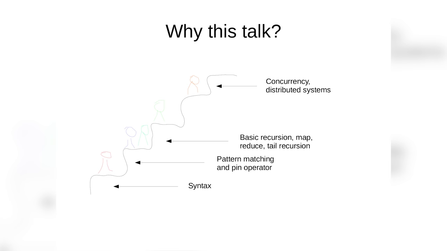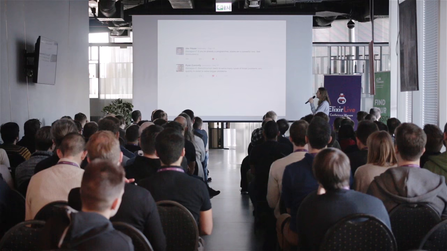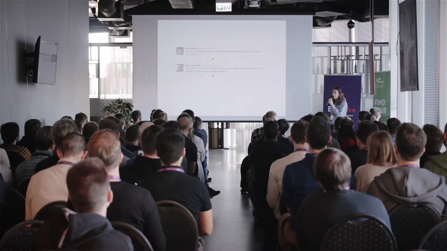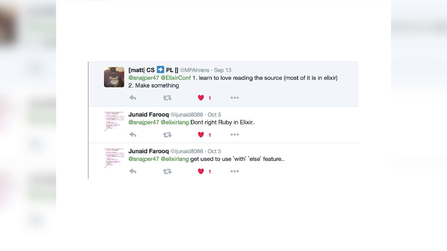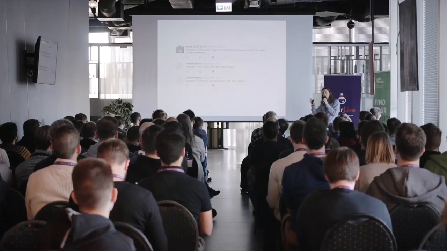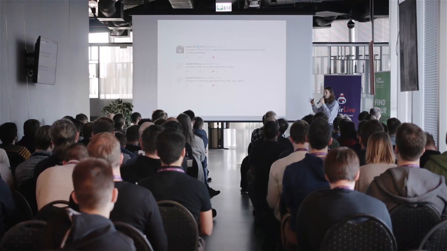Then, if you're already a programmer, cons are a powerful tool. Learn to solve many types of small problems very quickly in order to solve bigger problems. And this is, of course, general learning advice, like start small and grow bigger. Learn to love reading the source. This is really good advice because Erlang and Elixir are usually very easy to follow, and especially if you're coming from C with its ifdefs for different hardware platforms and CPUs, Erlang and Elixir source is really nice to follow, and it's a good way to learn, just reading the source. Get used to the with else feature, so this is syntactic advice.